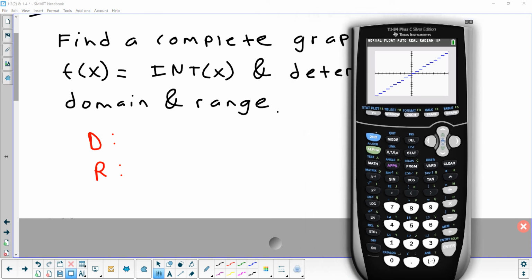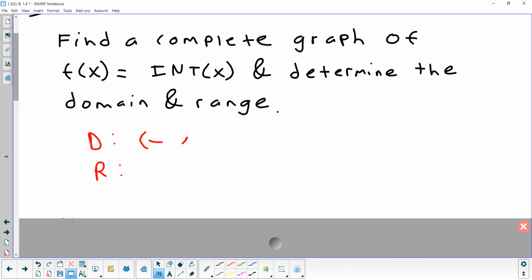Okay, so domain are the numbers you can plug into the integer function. What kind of numbers are you allowed to plug into the integer function? I don't want to know what the answer would be, just what kind of numbers can you plug in? Tim? Real numbers. Yeah, you can plug anything you want in. You can give me a positive, a negative, a fraction, or a decimal. So that's all real numbers.